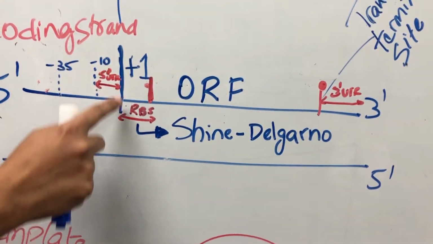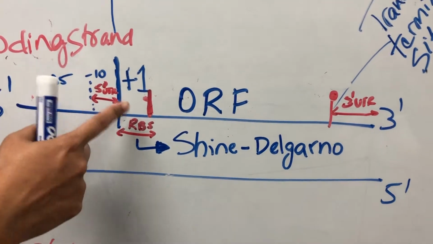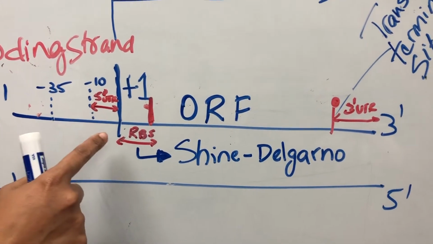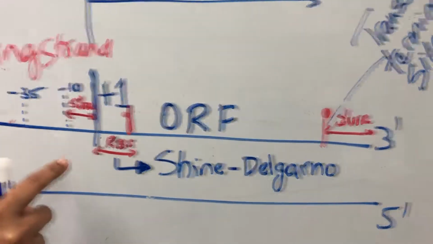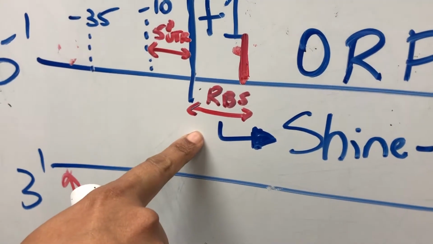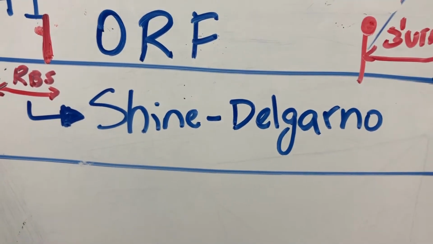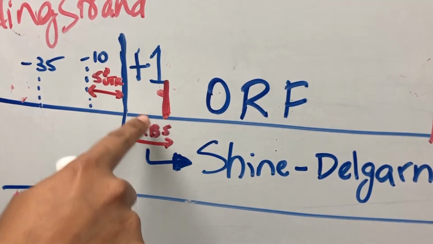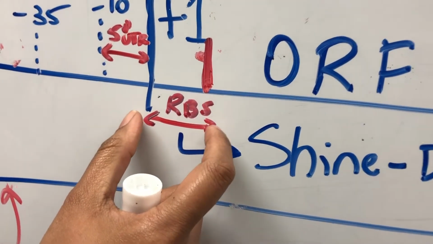Now you may ask, what is this +1 region and what is its function? The +1 region is where transcription starts. It is the first nucleotide that is synthesized by the RNA polymerase. The RBS region is also known as the Shine-Dalgarno region. The area between the +1 region and the start codon is where the ribosomal binding site occurs.